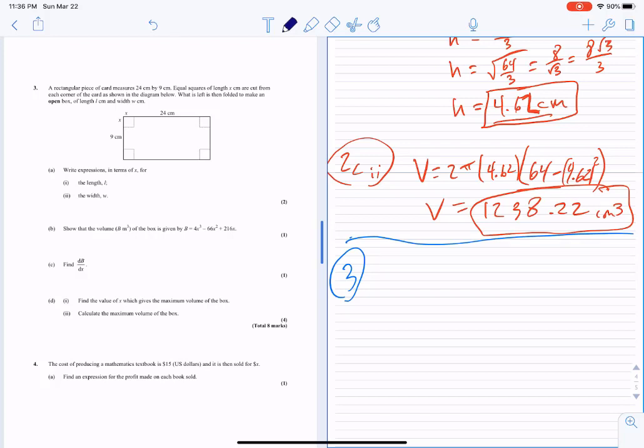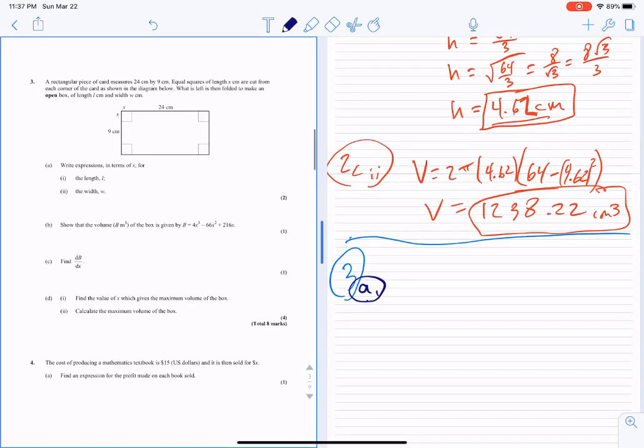So the length L and the width W are as such, okay? So write expressions in terms of x for L and W. Fine. All right, so 3A1. So 3A1. All right, so the length here. Now, if I go back over here, the length is this entire thing.